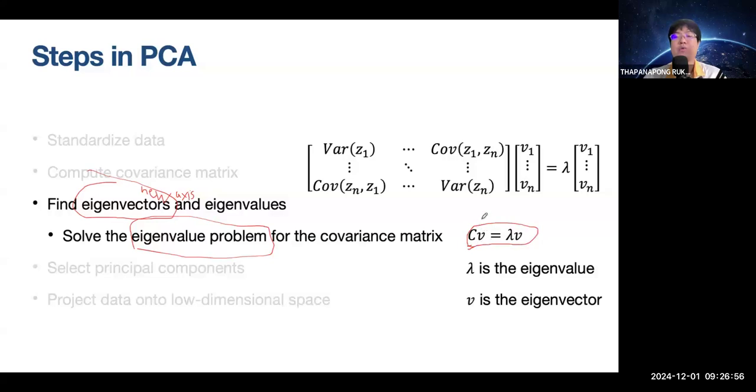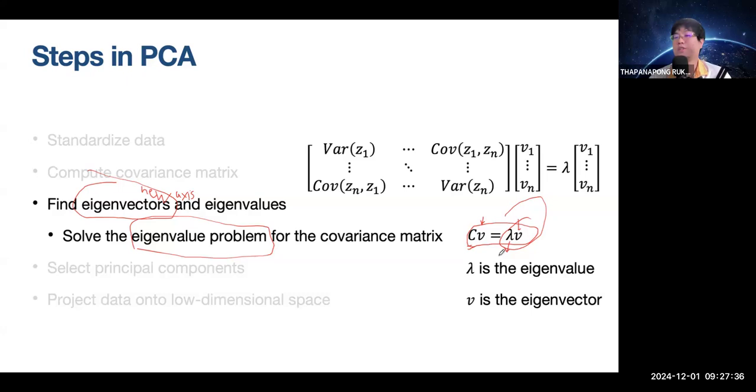So to solve the eigenvalue problem, we set up the equation to be C times v, so we have some vector, equal to lambda v, right? This lambda is our eigenvalue, and v would be the eigenvector. So we want to solve for both, right? We want to know both lambda and v. For this equation, there are actually many solutions. One matrix can have many eigenvalues and many eigenvectors, and there are many ways to solve them.